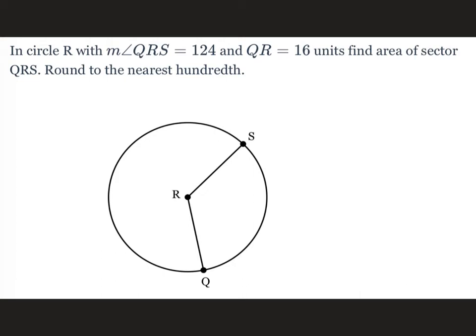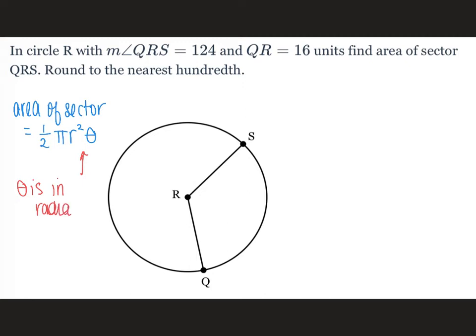All right, so here we go. We're going to be using the formula for the area of a sector, and that's going to equal 1/2 pi r squared theta. When we're plugging this in, we can just make sure that if we are given degrees for our angle measure, we do change them to radians. It is important that this is always in radians, so make sure that theta is in radians. Okay, so we need to change it.